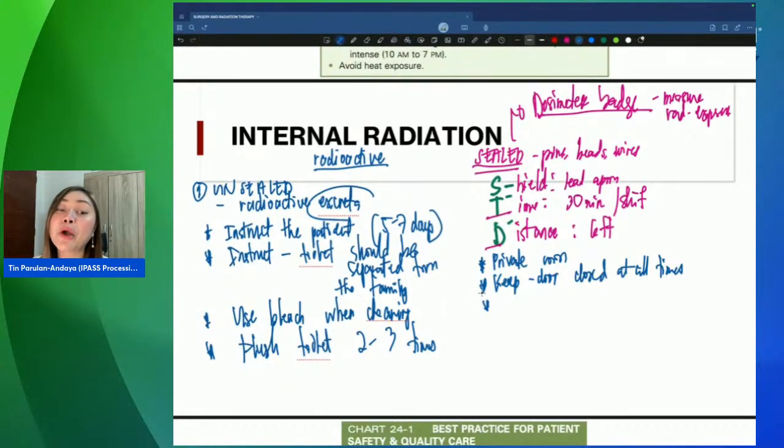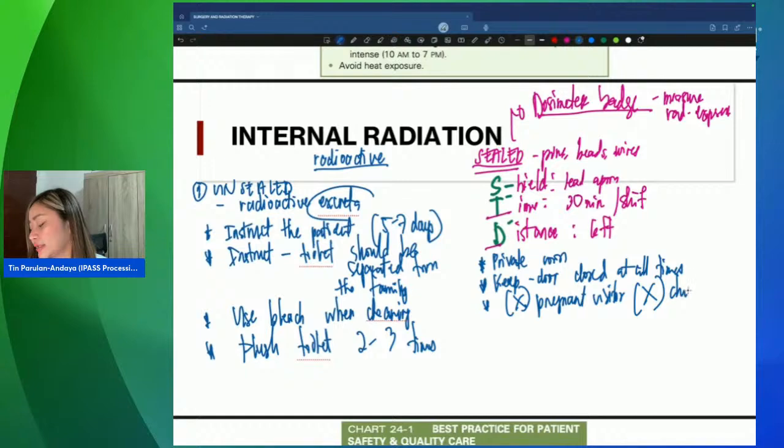What else? Another consideration. Can a pregnant visitor visit? No pregnant visitor. No pregnant. What else? Children. No children under 16. No children under 16 years old is allowed inside. Take note of this one. Limit visitors to 30 minutes and keep them at least 6 feet away from the source.